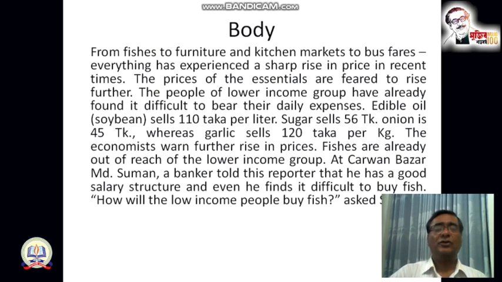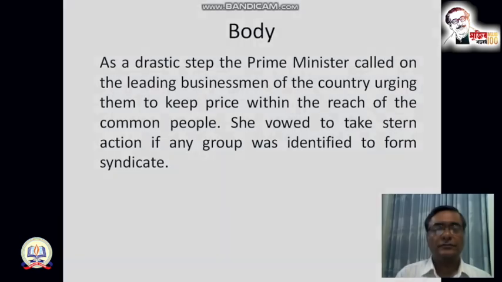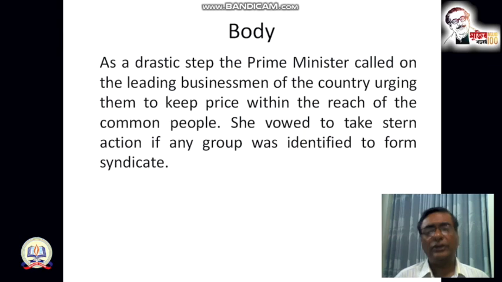Now we will go to the next slide. Now we are continuing with the report, price hike, and we are towards the end of the body. As a drastic step, the Prime Minister called on the leading businessmen of the country, urging them to keep price within the reach of the common people. She vowed to take stern action if any group was identified to form syndicate. Now this is the ending part of the body, and you can also consider that these are the concluding sentences.